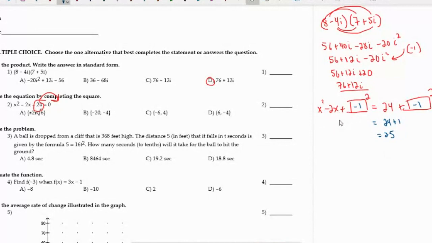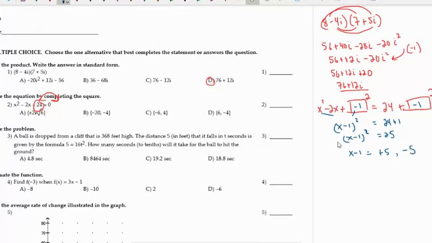Once I do this step, I don't need to factor. I already know my answers right here, these two. So it'd be x minus 1 squared, right? And then I can just solve for x now by taking the square root of both sides. Gives me a positive 5 and a negative 5. Whoops, that was not supposed to be a 1. That's supposed to be a negative 5.